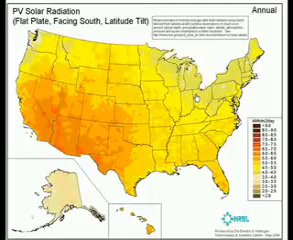Now, solar insolation is basically a measure of how much energy is falling on the ground, per meter squared, and we need that to figure out how much sunlight we get every day. So here's our map. It's Solar Insolation USA.